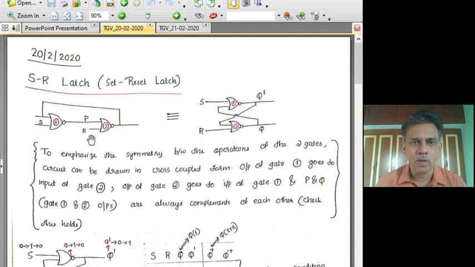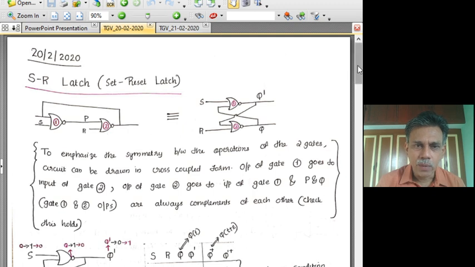We can draw it in a much neater manner using a cross-coupled configuration where we have two NOR gates in such a manner that the output of one NOR gate goes as the input for the other NOR gate and vice versa. The output of the NOR gate for which R is an input is called Q. The output of the NOR gate for which S is the input is called Q dash. We will always work this flip-flop in the mode in which Q and Q bar are complements of each other.